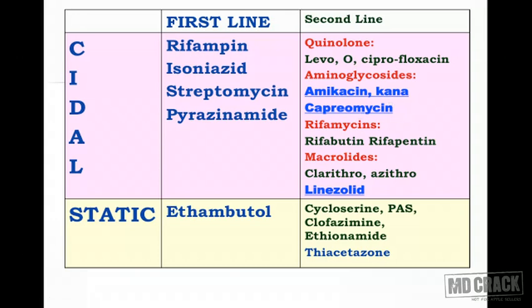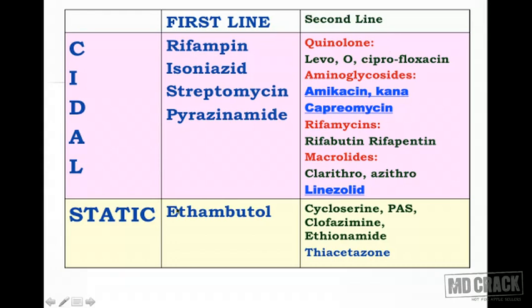Next on the list is a group of rifamycins. It includes rifabutin and rifapentin. Next you have the macrolide group of antibiotics, that's clarithromycin and azithromycin. And there is one more second line cidal agent, called linezolid. So that's about the second line drugs. You're not going to remember all the drugs instantly, just in one vision. When we discuss them more, you are going to remember.